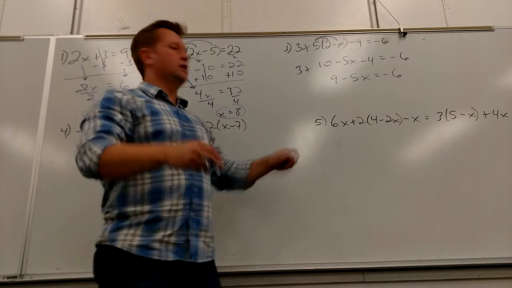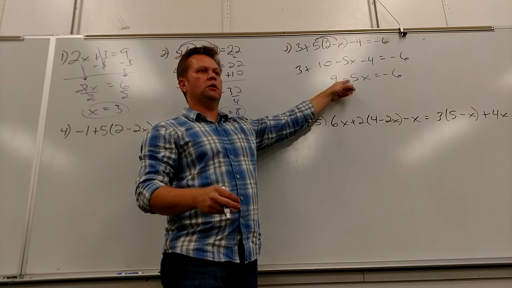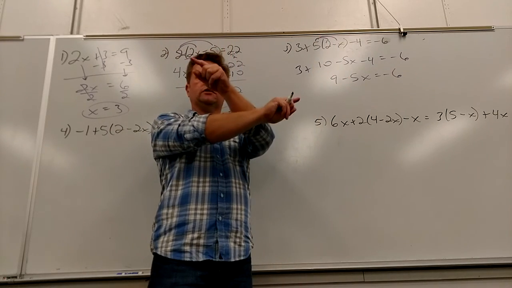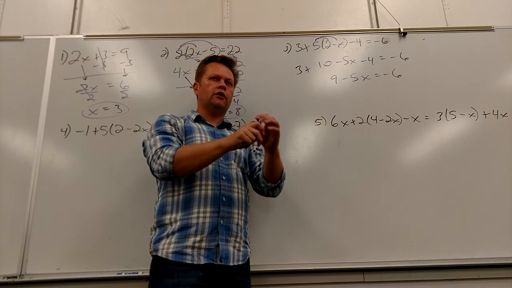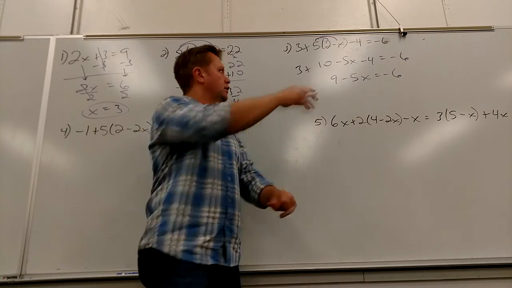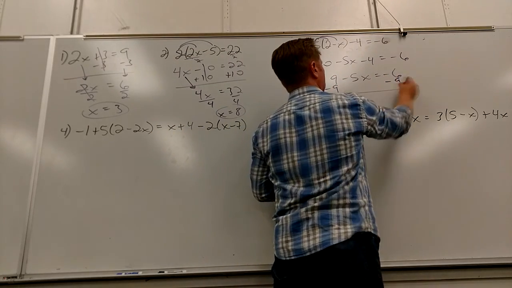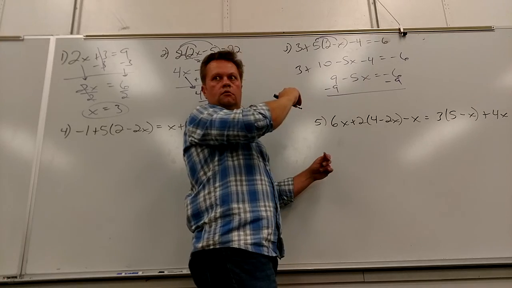Minus 9. Beautiful. The 9 is positive. So people key in and that's a subtraction here, but I could have written it negative 5x plus 9. So again, whatever operation you use has to cancel what it is you don't want. I don't want the positive 9, so I've got to subtract 9.